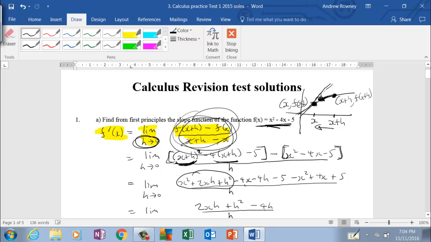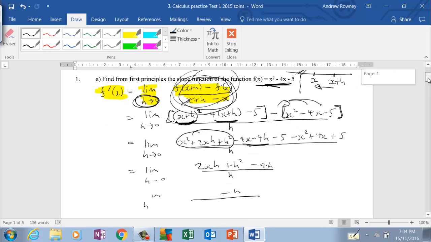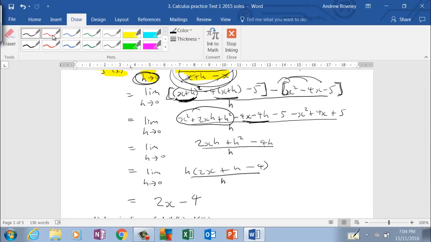Expand this bracket out, 4x and 4h, and multiply this minus through into that bracket. So it's minus x squared plus 4x plus 5. Then things start cancelling out. We have x squared cancelling with x squared, and the 4x's go, and we'll come down to this on the numerator. We can take out a common factor of h, and that's what we want to do, because we need to cancel that bottom h, because if you put h as 0, it'll be undefined. But now that it's cancelled, we can put h as 0, and so we get 2x take 4.